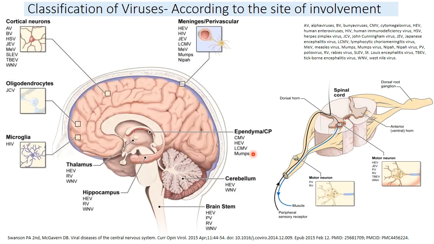So moving on, if we find the spinal cord, we find that the motor neurons of the spinal cord are affected by the human enterovirus, Japanese encephalitis virus, poliovirus, rabies virus, and the West Nile virus. So depending on the site of involvement, these viruses have been divided.